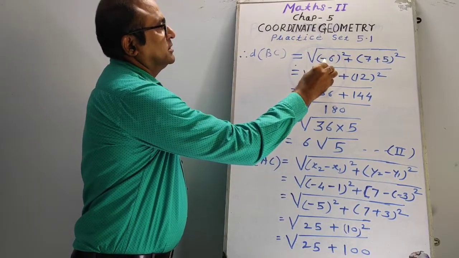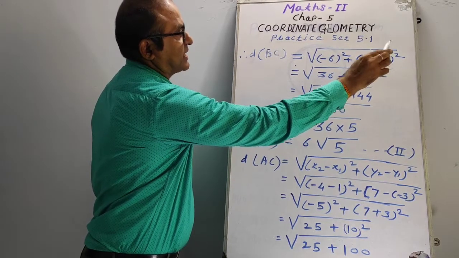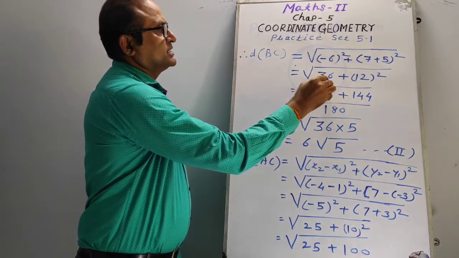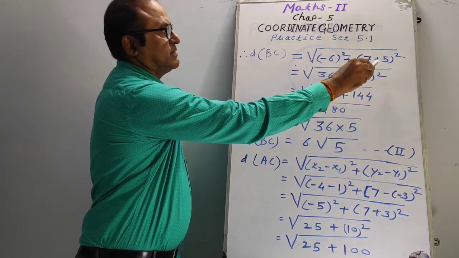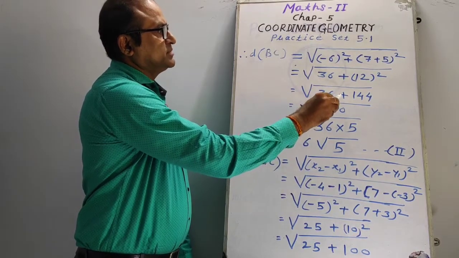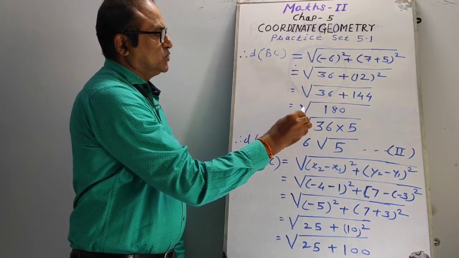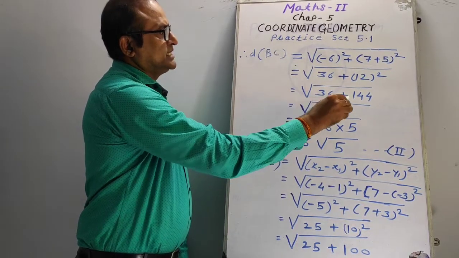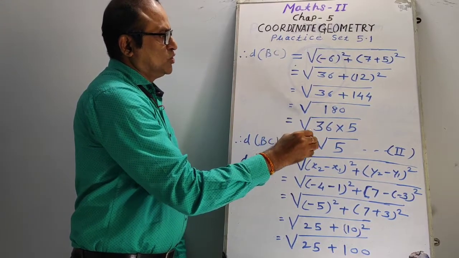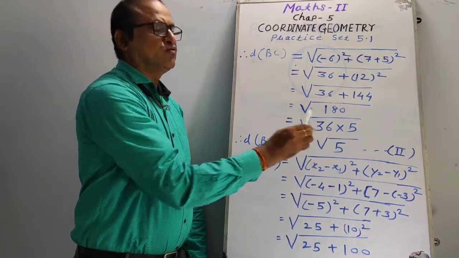root of (-6) square plus (7 plus 5) square, is equal to root of 6 square is 36 plus (7 plus 5 is 12) square, is equal to root of 36 plus 12 square is 144, is equal to root of 36 plus 144 is 180, is equal to root of 36 into 5. Therefore distance BC is equal to 6 root 5.